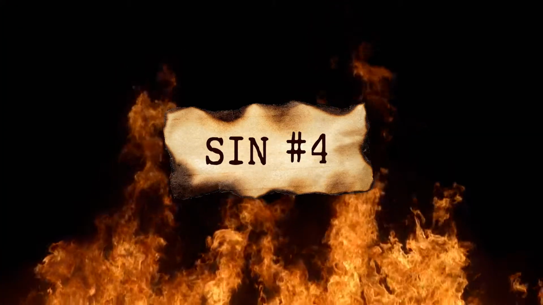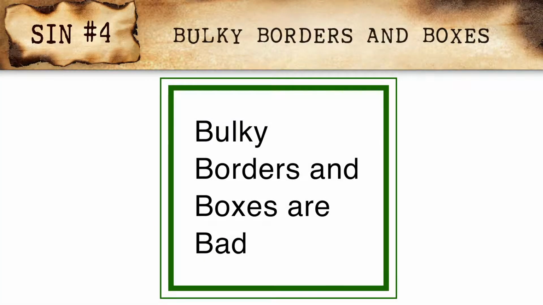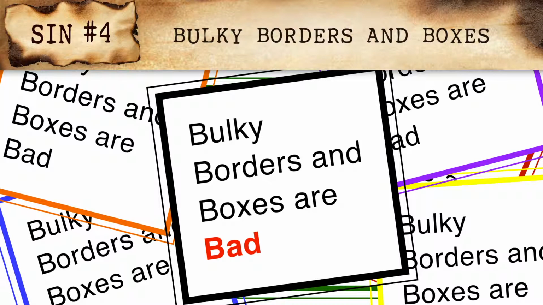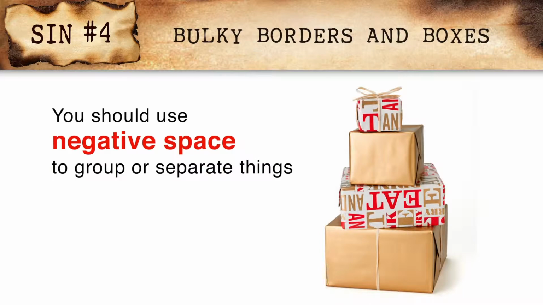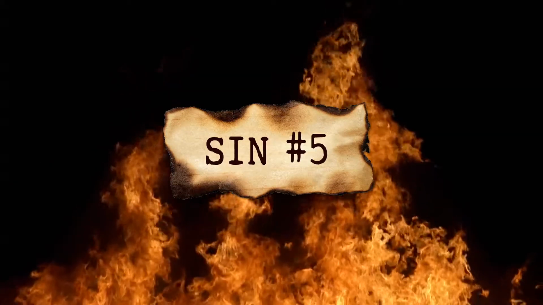Sin number 4. Bulky borders and boxes. Beginners tend to go border and box crazy in their layouts. Chunky borders and boxes are bad because they call attention to themselves. Usually you want to call attention to what's inside the border and not the border itself. You should use negative space to group or separate things, but if you must use a border or box, choose an understated one.